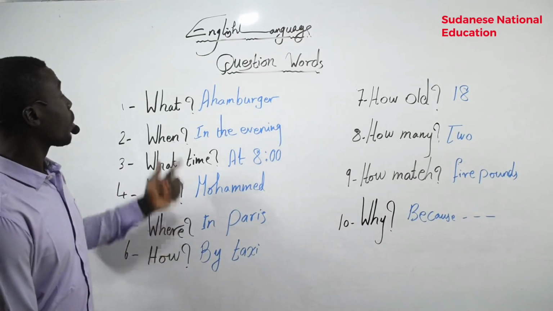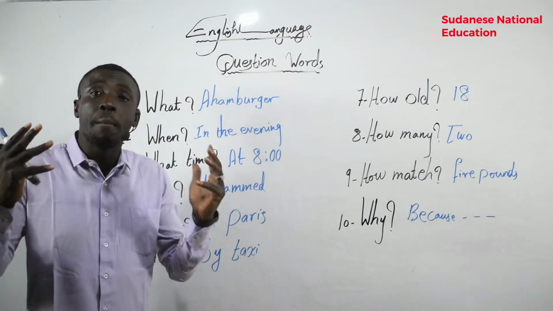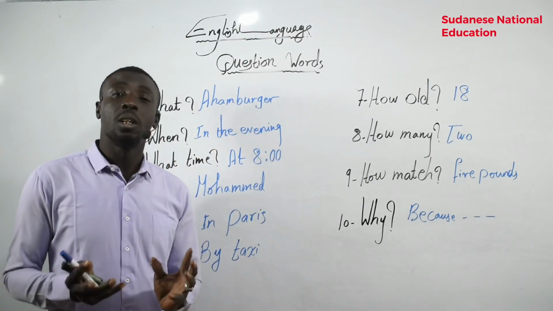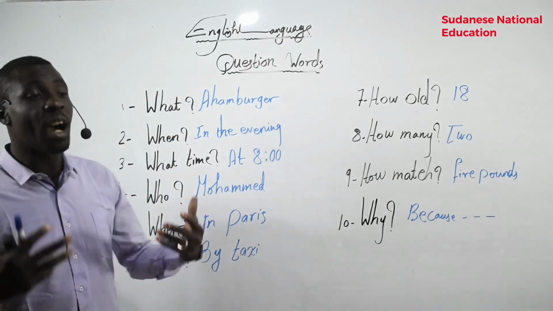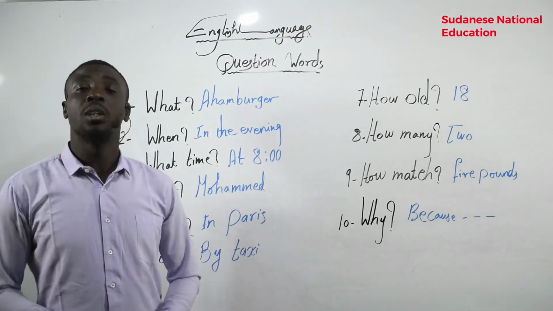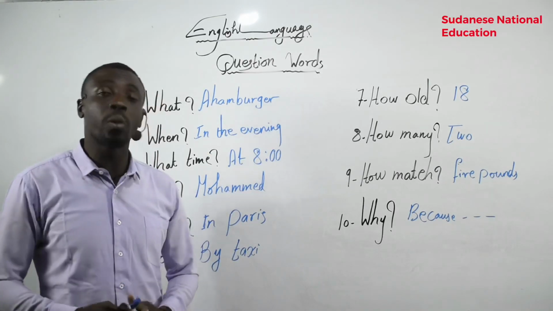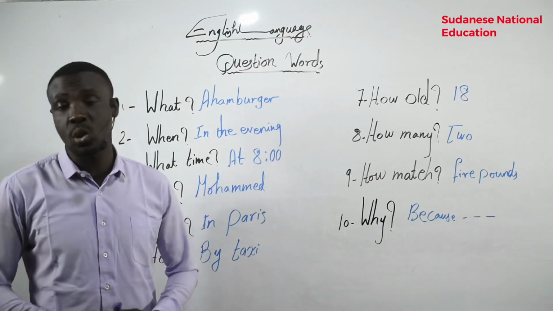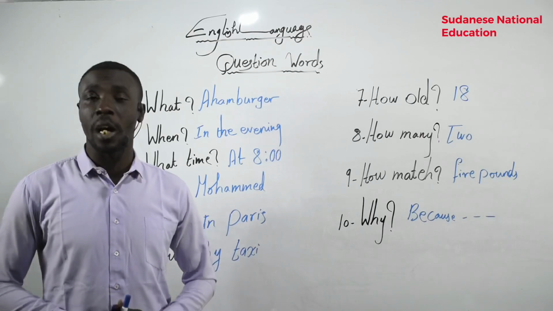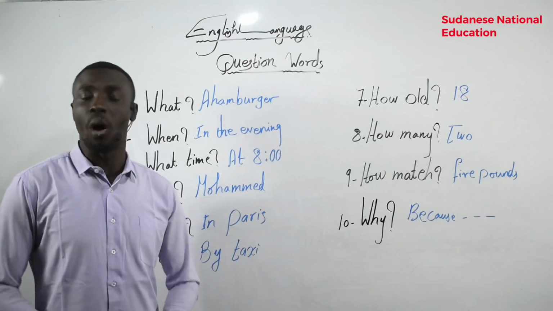Number one, what. We use what to ask about particular information. When we use the word what, that means we don't have an idea about something and we want some information about it. For example, if I say, what's your name? I want to know your personal information, your name. My name is Ibrahim. So Ibrahim is the information that I want when I use the question word what.